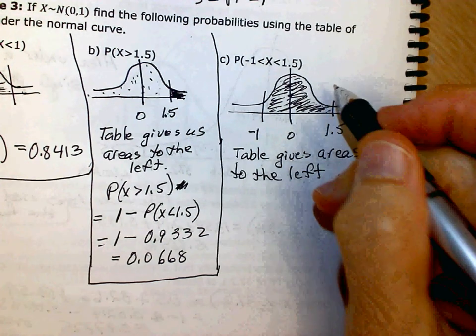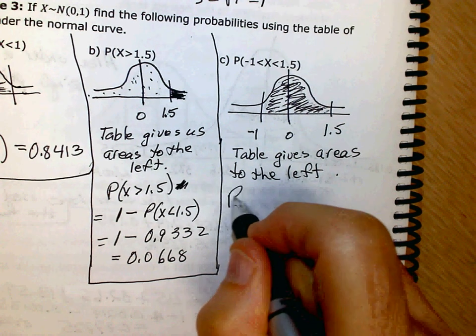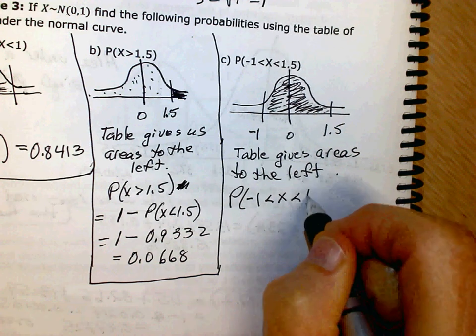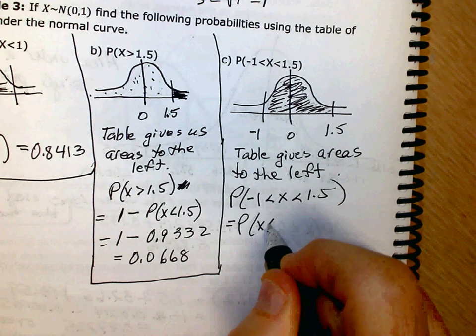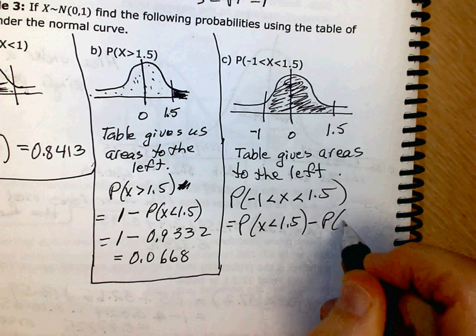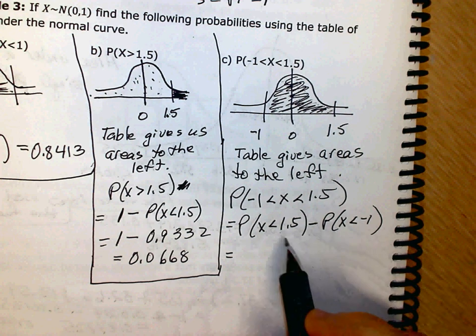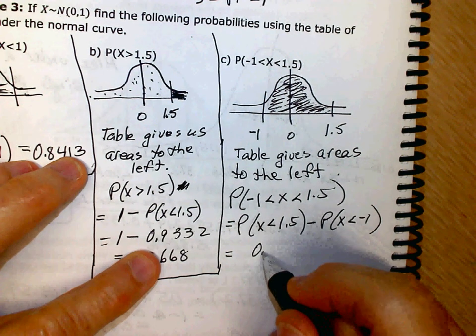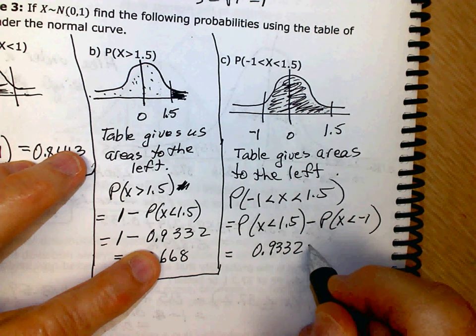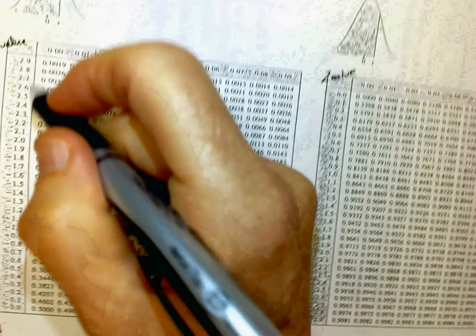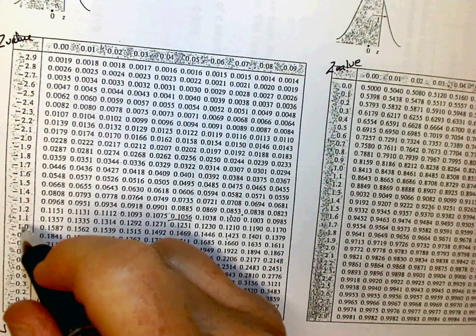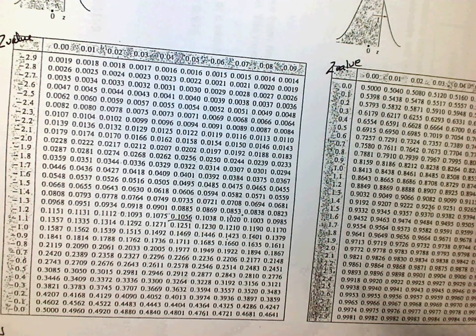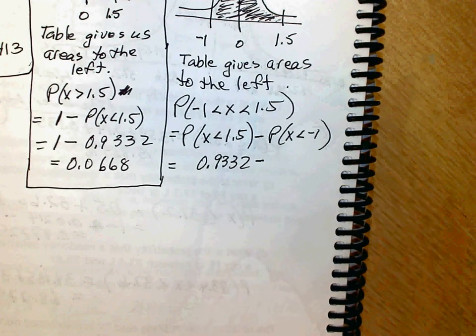Okay, so the probability negative 1 is less than x is less than 1.5 is equal to the probability x is less than 1.5 minus the probability x is less than negative 1. So now we have to look up 2 values. Well, we looked up 1.5, and that was 0.9332, minus the probability it's less than negative 1. For negative values, we have to go on this side. See how there are negative Z values here. So negative 1 is 0.1587. And that's equal to 0.7745.